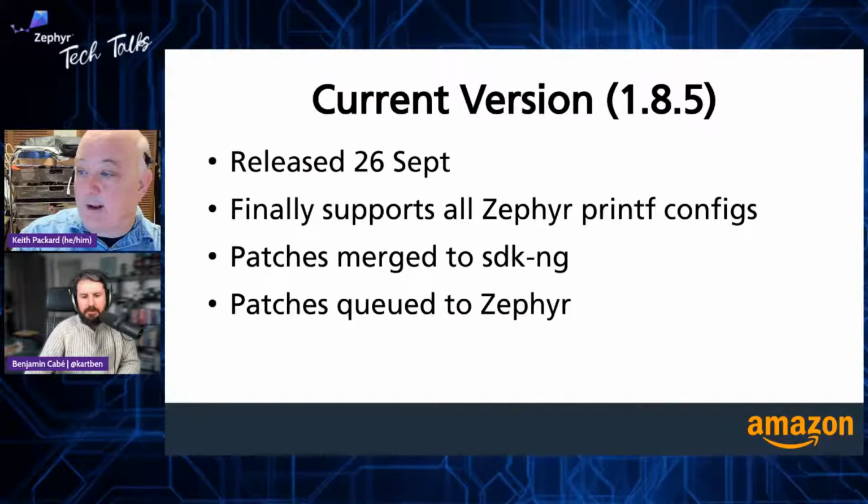Okay, let's talk about what's going on in the current version. The current version 1.8.5 was really released to support Zephyr. I released this back in September. I finally figured out what the basic problem was. There are 4 different printf configurations in Zephyr, and Picolibc supported 3 of the 4. Which wasn't helpful. And in fact, the default configuration, where printf doesn't have floating point support but does have support for all of the integer sizes, was the configuration missing from Picolibc. So 1.8.5 finally adds that configuration.